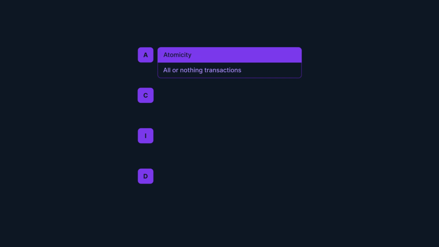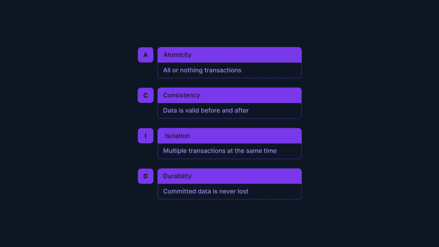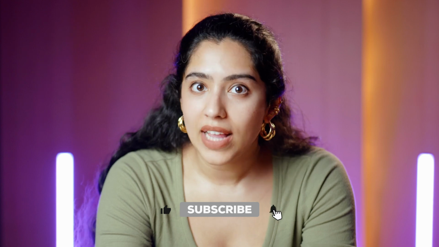Third, SQL databases are ACID compliant. This means that transactions are atomic, consistent, isolated, and durable. SQL transactions are groups of statements that are executed atomically. This means that they are either all executed or not executed at all if any statement in the group fails.